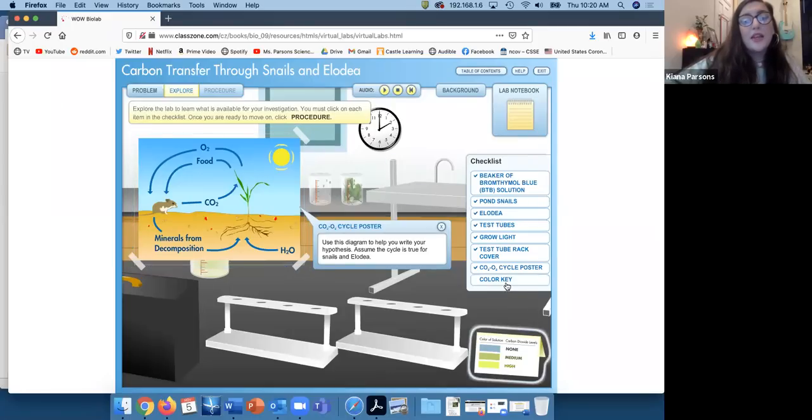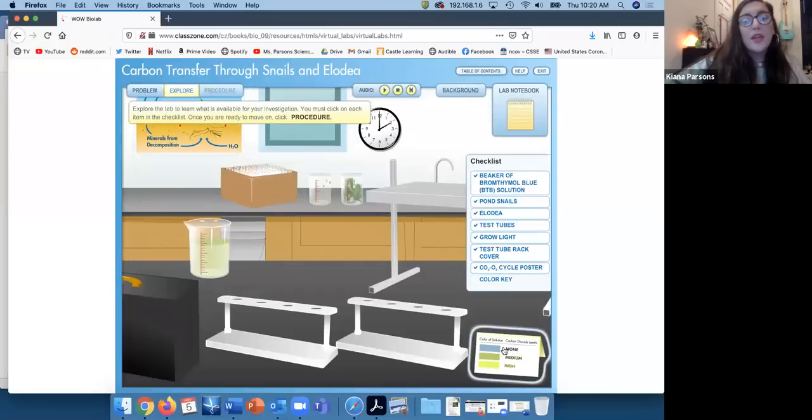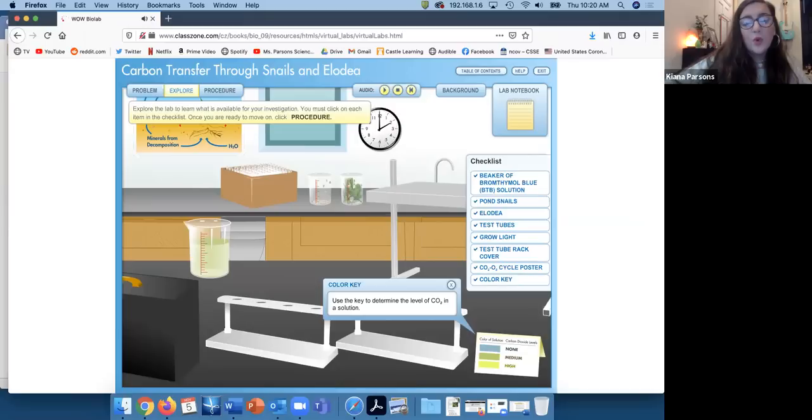That's what you need there. And then this color key, this is how we interpret the results from our bromothymol blue solution, the chemical indicator. Color key. Use the key to determine the level of carbon dioxide in a solution.